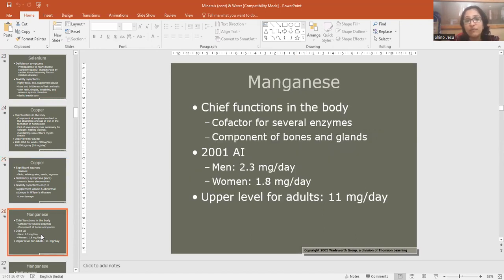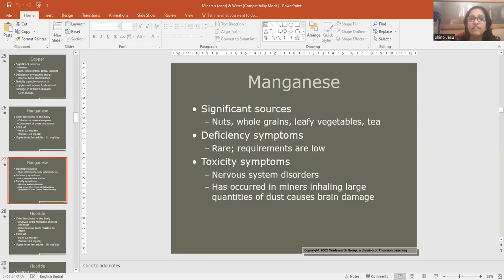Manganese: the chief functions in the body are as a cofactor for several enzymes and a component of bones and glands. The upper level is 11 milligrams per day in adults. Significant sources are nuts, whole grains, leafy vegetables, and tea. Deficiency symptoms are rare as the requirements are very low, but toxicity symptoms are nervous system disorders, and occur particularly in miners and those who inhale large amounts of manganese.